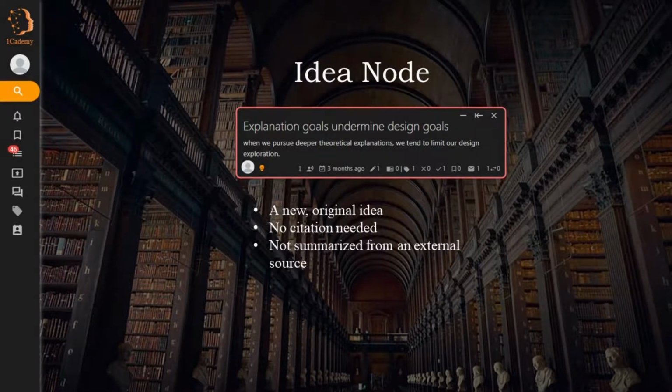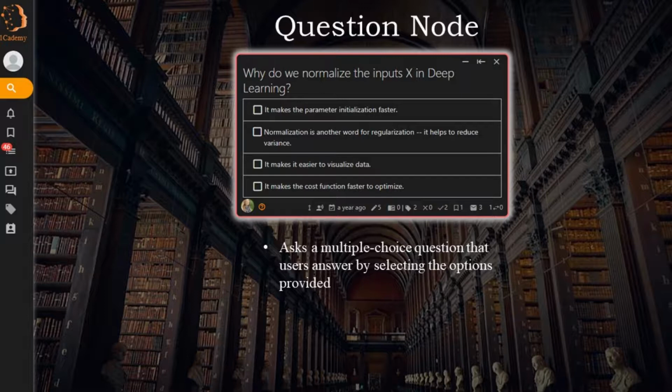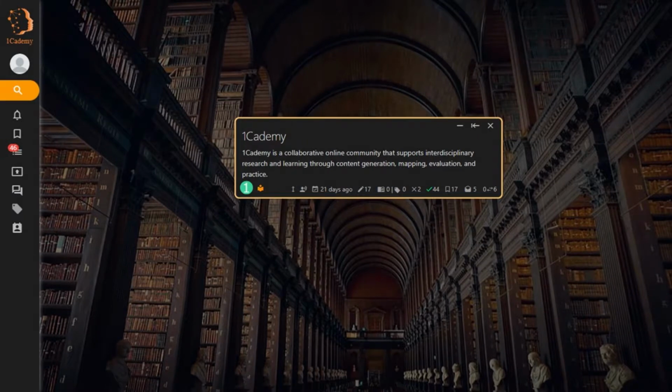An idea node is a new, original idea that is not summarized from an external source or contains any needed citation. Question nodes ask a multiple choice question that users answer by selecting the options provided. To learn more about the different aspects of a node, watch the following videos in the series for more information.